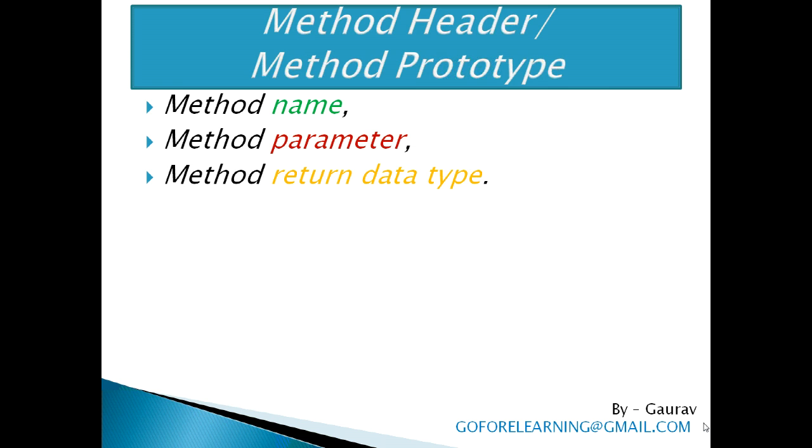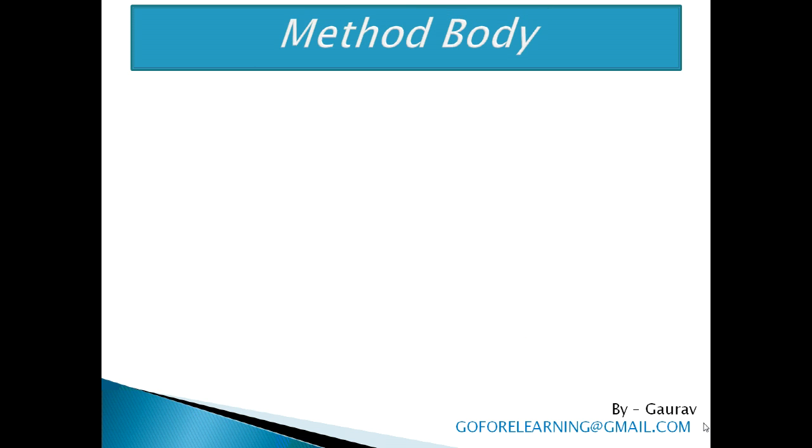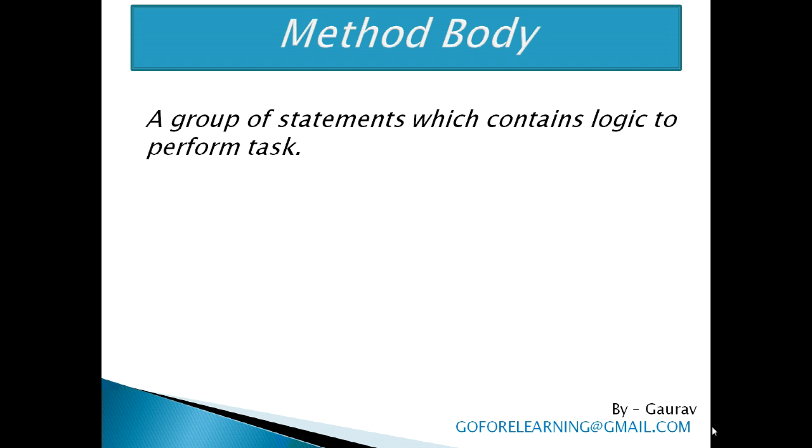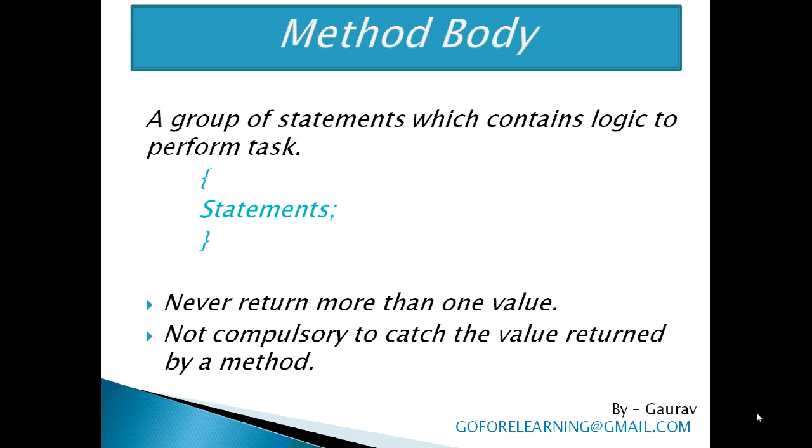Method prototype is written in the form: return data type, method name, parameter 1, parameter 2. The method body consists of a group of statements which contains logic to perform the task. It can be written in the following format. A method can never return more than one value. It is not compulsory in Java to catch the value returned by a method.